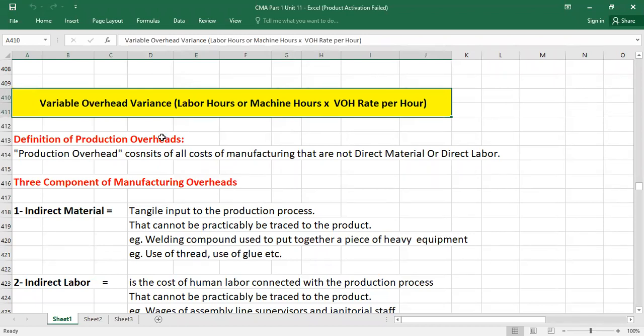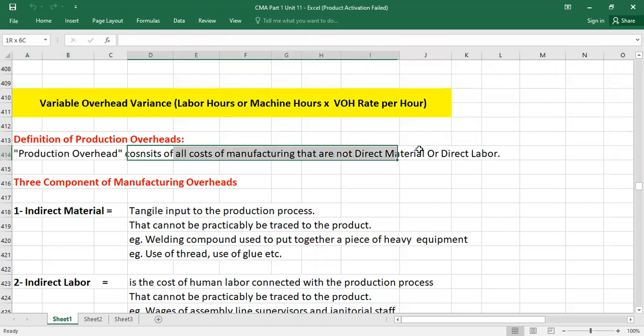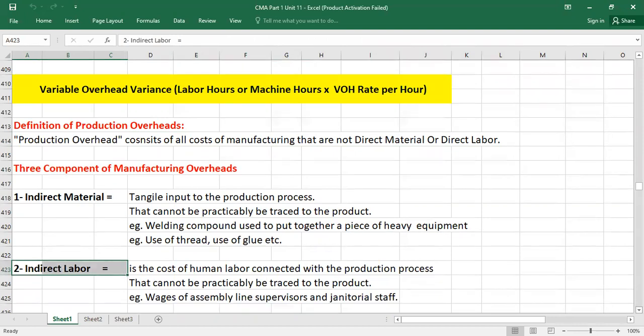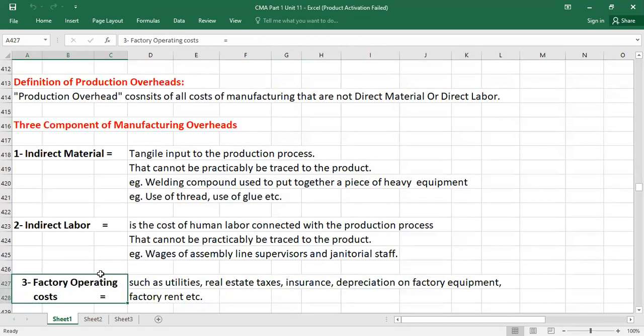Firstly, let me give you a quick overview of the production overhead. So what are the production overheads? Actually, the production overhead consists of all costs of manufacturing that are not direct material or direct labor. So there are three components of the manufacturing overheads. The first component is indirect material, the second component is indirect labor, and the third component is the factory operating cost.